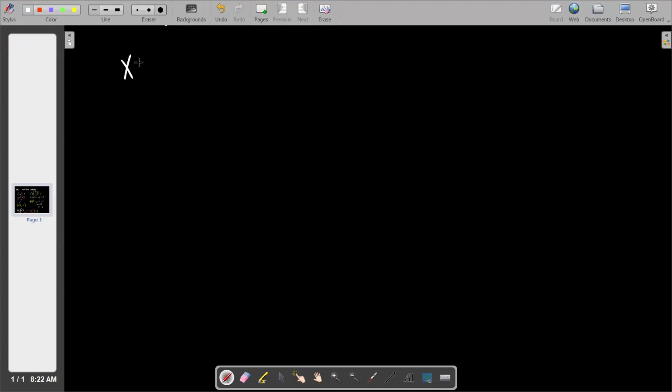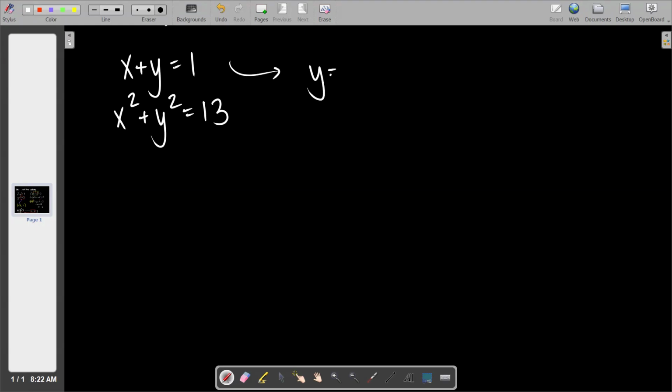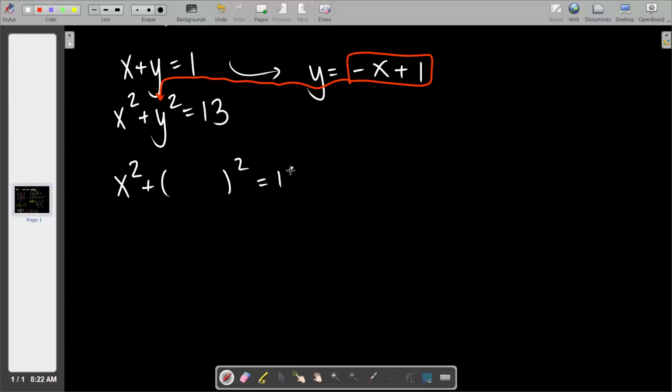So we have x plus y equals 1 and x squared plus y squared equals 13. So we're obviously going to take that top equation and say that y equals negative x plus 1. And then we're going to take this and put it in here. And we're going to have x squared plus blank squared equals 13. And then we're going to put our boxed contents in there. And then we're going to perfectly execute the square multiply double in the yellow box.